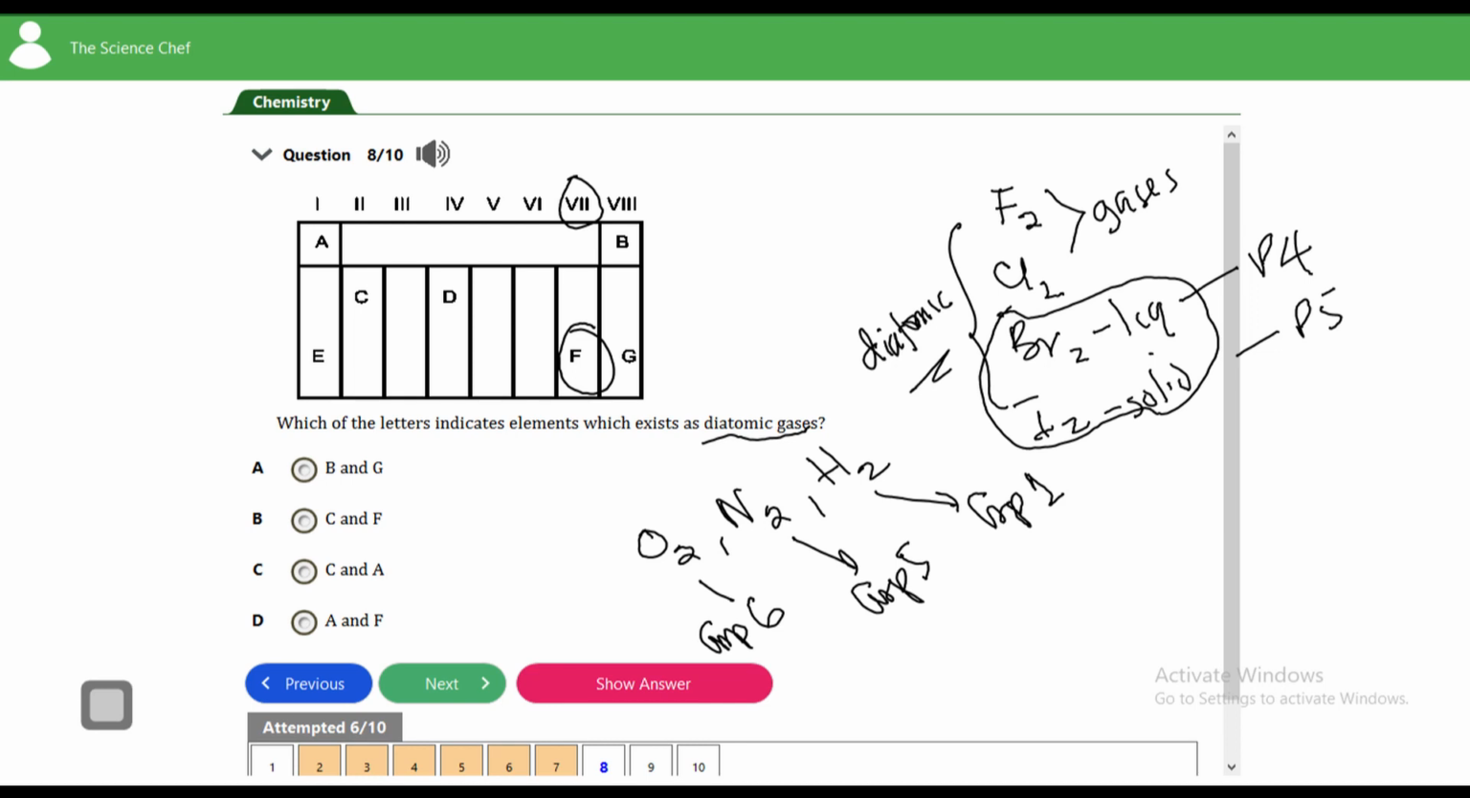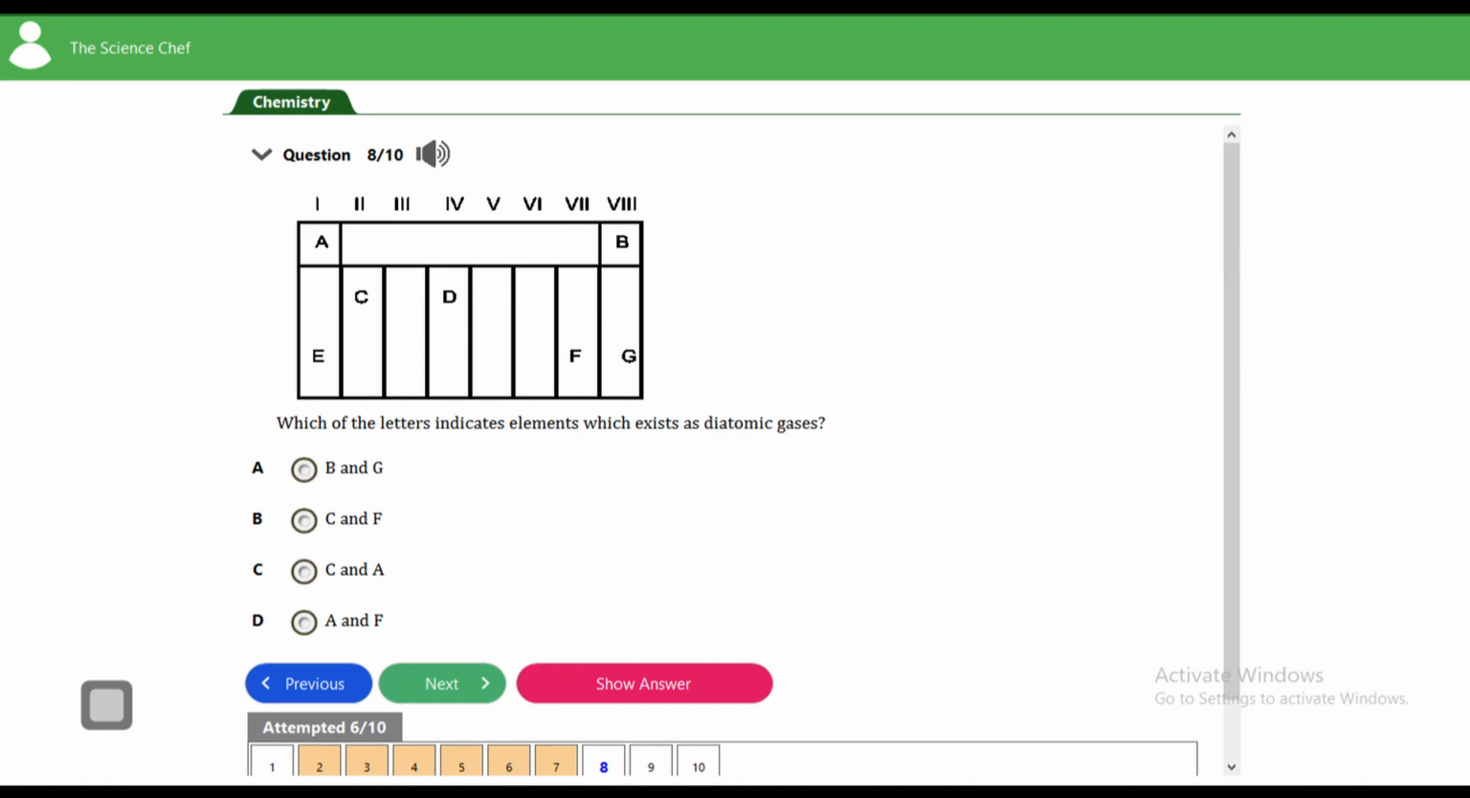Gases. So we found one, which is group 7. Is there anyone in group 5? None. Anyone in group 6? None. Okay, group 1. Yes. That's A there. So our answer is what? A and F. That's hydrogen and what? Chlorine. So the correct option is what? Option D. A and F.